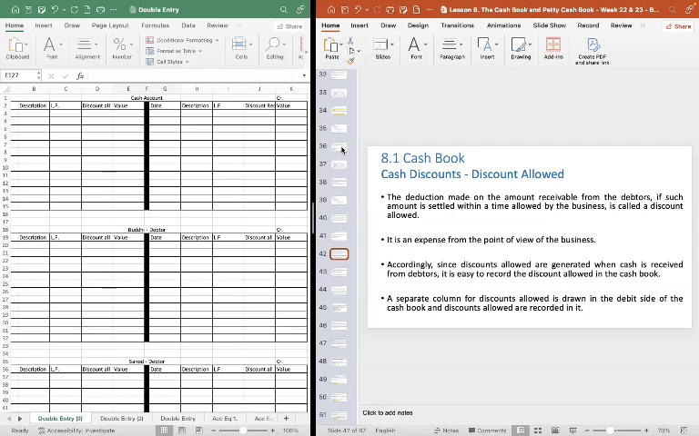අර debit side column එකේ වෙන separate එක column එකක් දාලා ඉවරලා discounts allowed කියලා අපි ඒක record කරනවා. Similarly, on the retailer side, on the buyer side, when the buyer is paying the money only, he is receiving a discount.